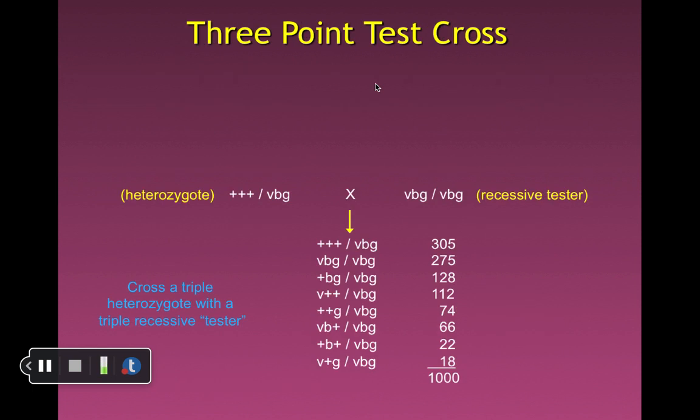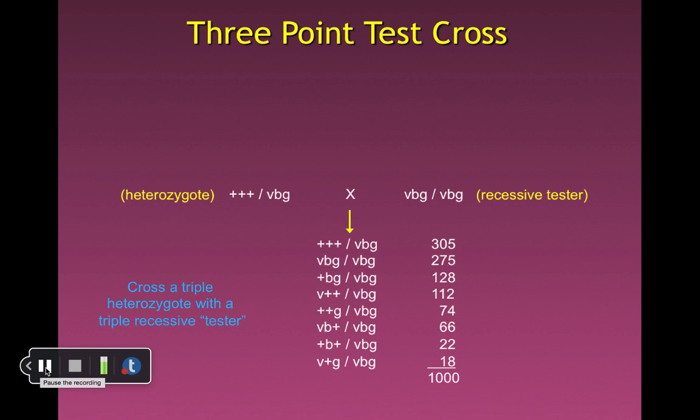Now we're going to go a little farther and say, what if we've got 3 genes on a chromosome? In this case, let's use genes V, B, and G. And let's say we want to know 2 things. First of all, the sequence of those genes, and also the distance between those genes. How can we go about doing that?